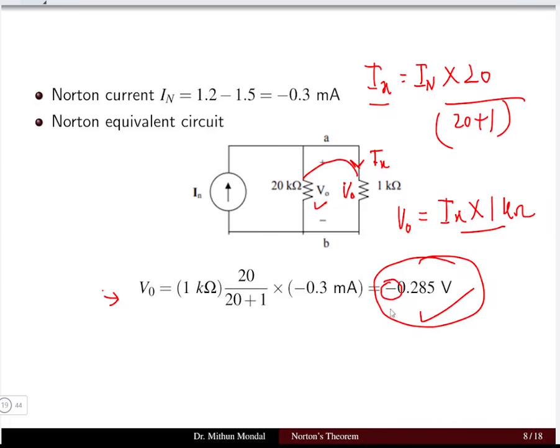So this problem is solved. Problem number 2, where we have applied Norton's theorem, superposition theorem, source transformation, current division and voltage division rule.